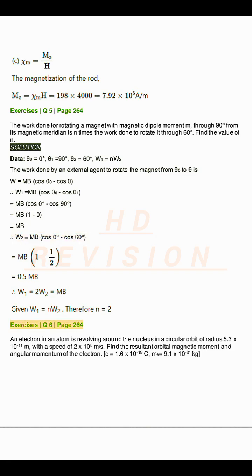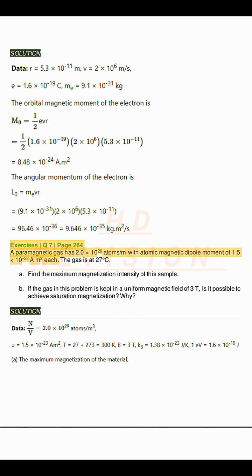Exercises, Q6, page 264. An electron in an atom is revolving around the nucleus in a circular orbit of radius 5.3 × 10^-11 m, with a speed of 2 × 10^6 meters per second. Find the resultant orbital magnetic moment and angular momentum of the electron. e equals 1.6 × 10^-19 C, me equals 9.1 × 10^-31 kg. Solution.